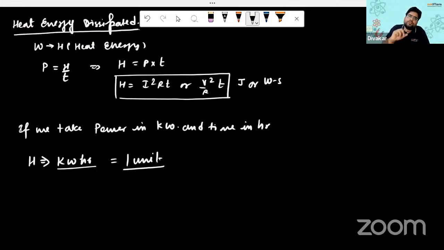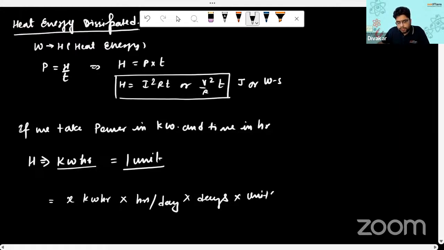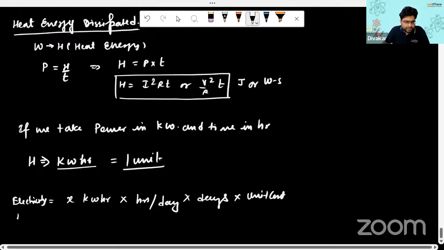And then they say that 1 unit costs 6 rupees. So you'll multiply the number of units with 6 rupees. So the overall calculation will look something like this. First of all, you will calculate the number of kilowatt hours you got. Multiply this with number of hours per day, multiplied by number of days, and then multiplied by unit cost, like 6 rupees, 10 rupees, 3 rupees, whatever. And that is your electricity bill.